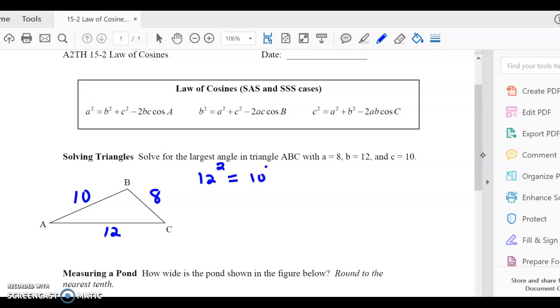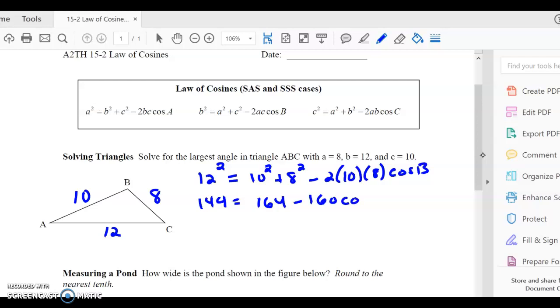Then you just take the other two sides and square them, and you subtract 2 times the product of those two sides. And then you write the cosine of B, because that's what you're solving for. Now when you do the math, it's very important that you understand the algebra. 100 plus 8 squared, which is 64, is 164, minus 160 cosine of B.